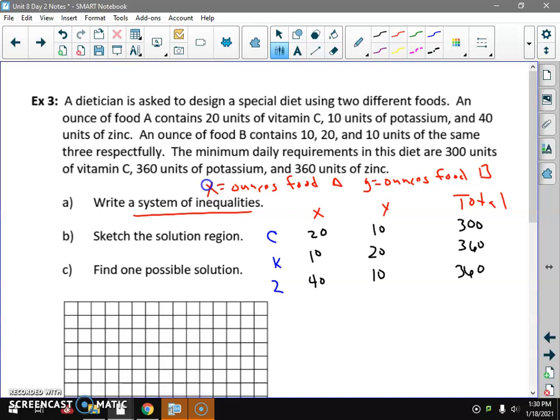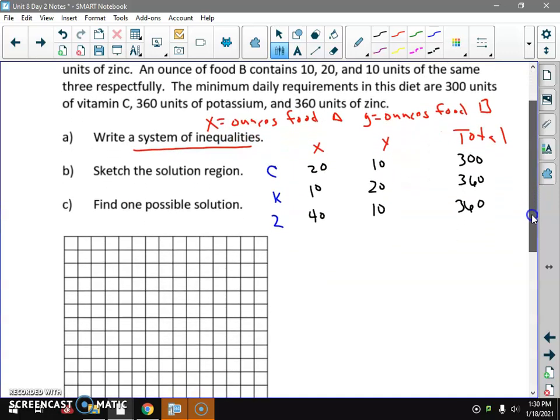Now we're going to attach variables to them. Just like the table looks, it's going to be 20x plus 10y is greater than or equal to 300. 10x plus 20y is greater than or equal to 360. 40x plus 10y is greater than or equal to 360.